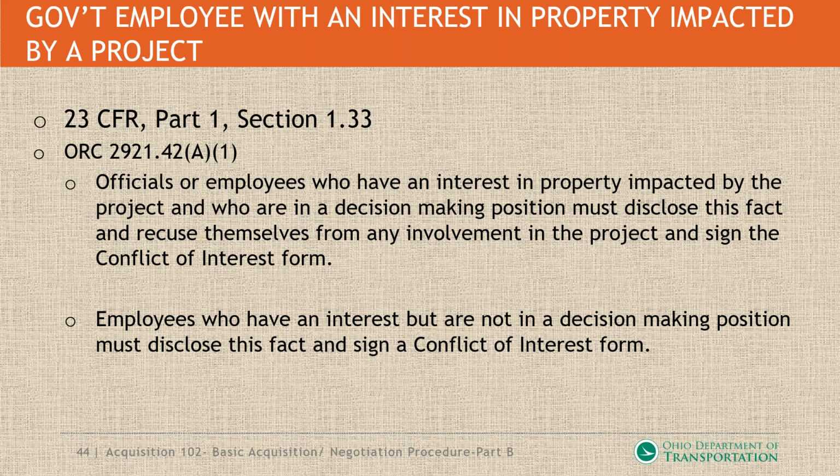So the first level basically involves an employee, but also an official, someone with decision-making capacity in charge over various programs or departments. If a project hits their particular property, they're going to have to recuse themselves, which means remove themselves from project involvement, notify the department, and sign a conflict of interest form. Whereas an employee who does not have decision-making capabilities, but just lives on the piece of property that's going to be impacted by an ODOT project, basically just needs to notify the department and then sign a conflict of interest form.